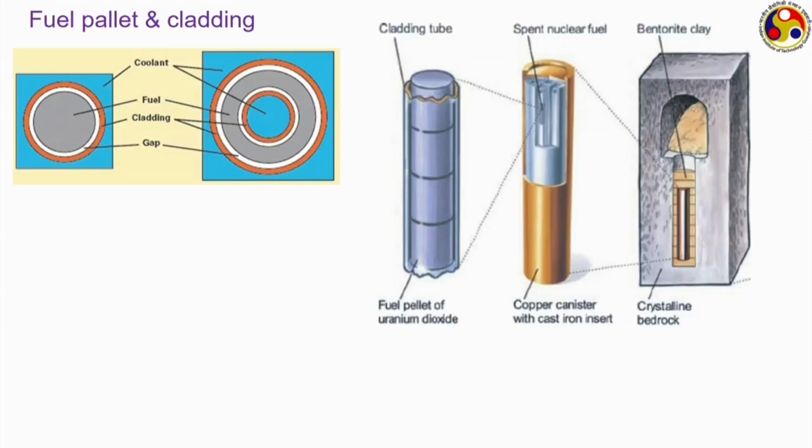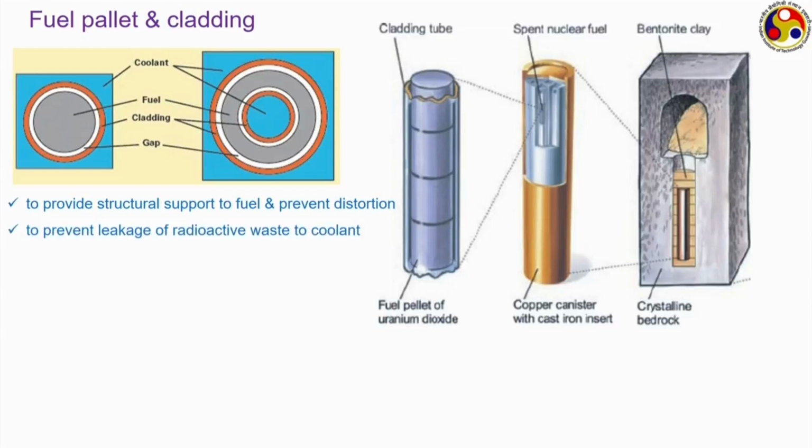Hence the cladding can serve several important functions. They can provide structural support to the fuel and they will prevent distortion. That means at higher temperature, even if the fuel gets softened or becomes soft, it can't go directly into the coolant stream; rather, it will remain inside this cladding tube only. Another advantage is to prevent leakage of radioactive waste to the coolant.